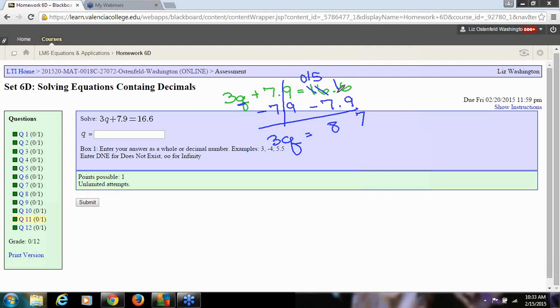And technically that 0 is gone, and then there's my decimal, right, because I kept everything lined up. Since this was a positive 16.6 and this was a negative 7.9, I subtracted to take the sign of the highest number. The highest number is positive, so it's going to be a positive 8.7. And then last step to get the Q by itself is, what do you guys say it's going to be? What's going to be my last step to get Q by itself?